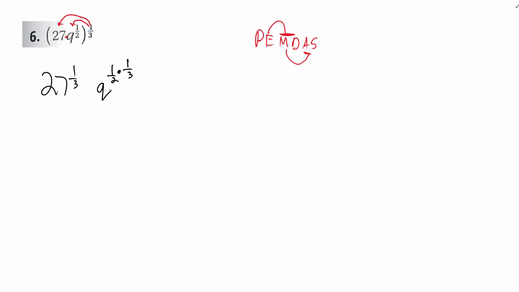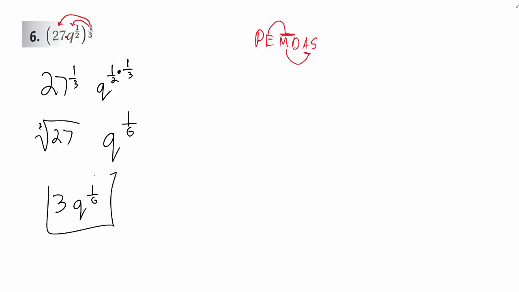And the shortcut when you're raising a power to a power, you multiply the exponent. So that's q to the 1/6. And 27 to the 1/3, well, if you remember what a 1/3 power is, that's a cube root. Cube root of 27 is 3, because 3 times 3 times 3 is 27. So the answer is 3q to the 1/6.